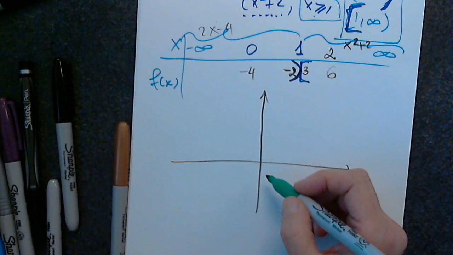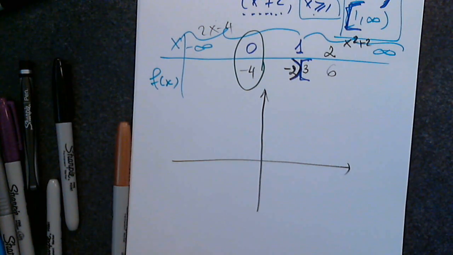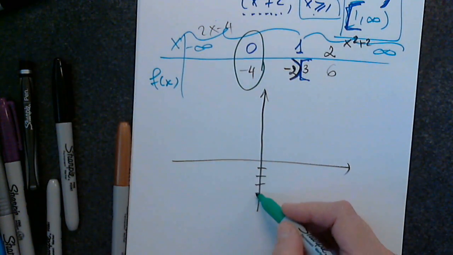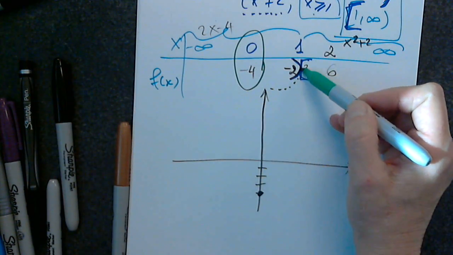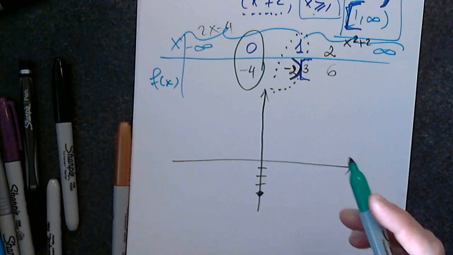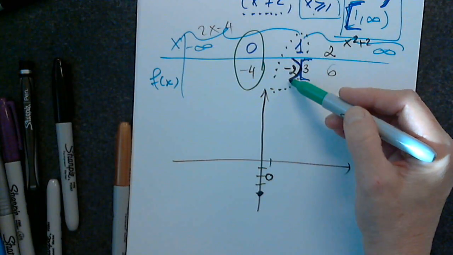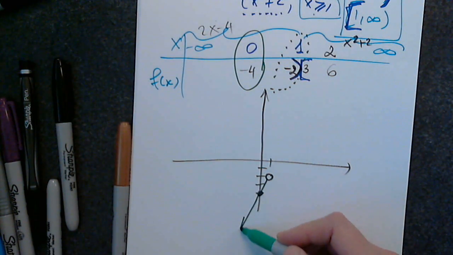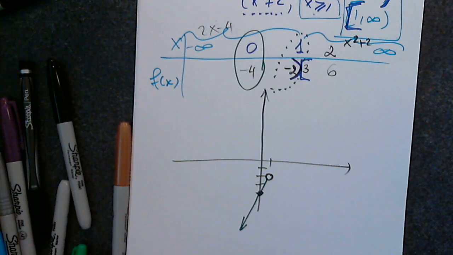-4. First ordered pair from left to right is 0, -4. Very good. The next ordered pair is this one, 1, -2, but this is an open point because of the parenthesis. And this is the left branch, or the first piece. It's a piecewise defined function. This is the first piece.